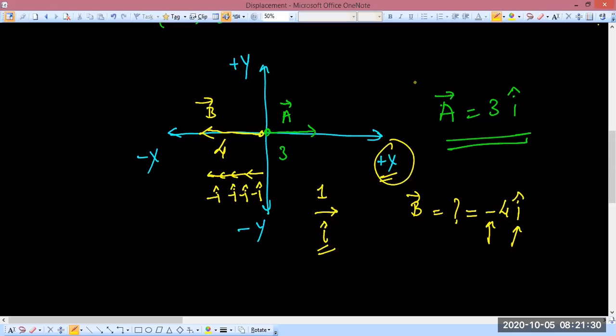Again, the minus sign is indicating the opposite direction. Okay. Now, yes, Vedant, what you said is okay. Suppose there was a vector C like this, which would be 3 units in length. What would you write for C vector? Suppose there was a vector C like this, what would you write for this C vector?